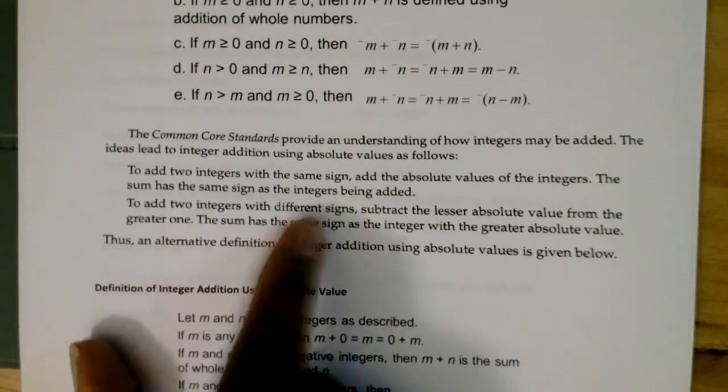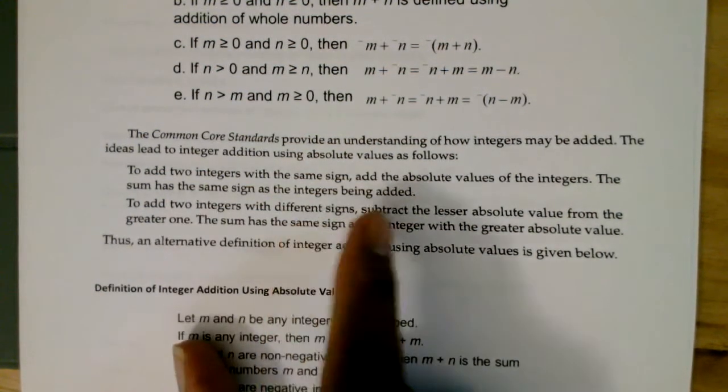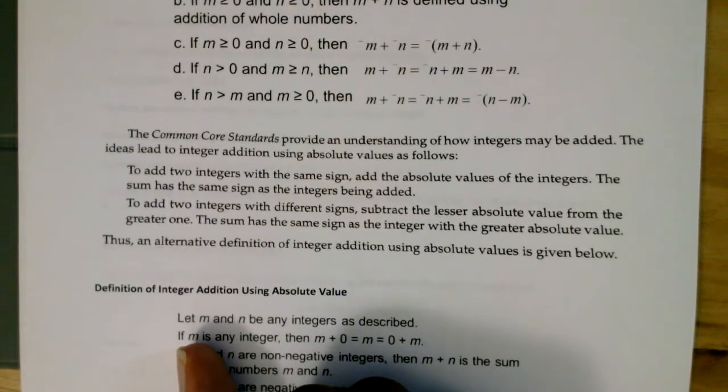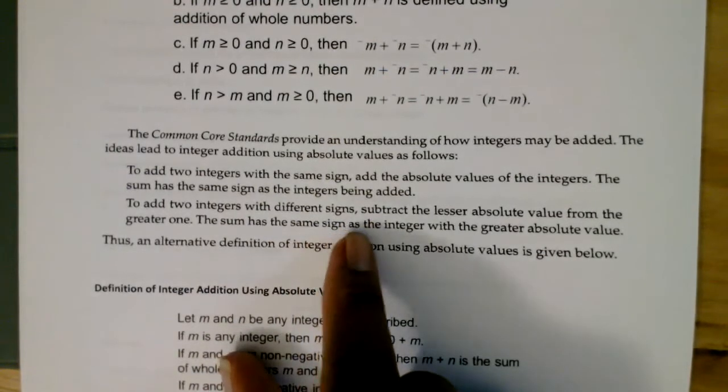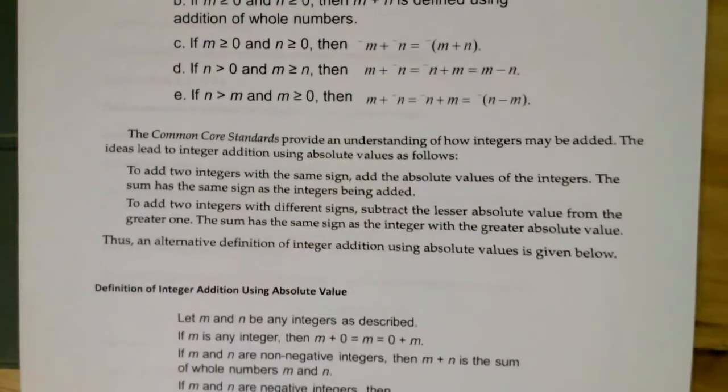Now, for two integers with different signs, you're going to subtract the lesser absolute value from the greater one, and the sum has the sign of the integer with the greater absolute value. In other words, if you're adding two integers with different signs, you're going to subtract and give the answer the sign of the larger absolute value.